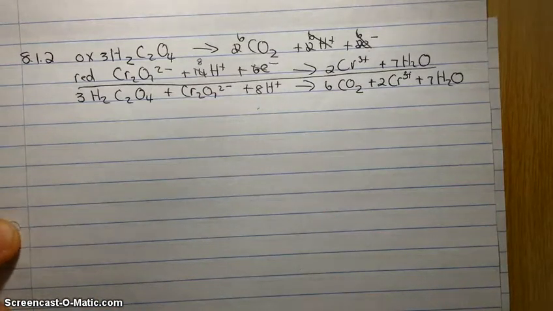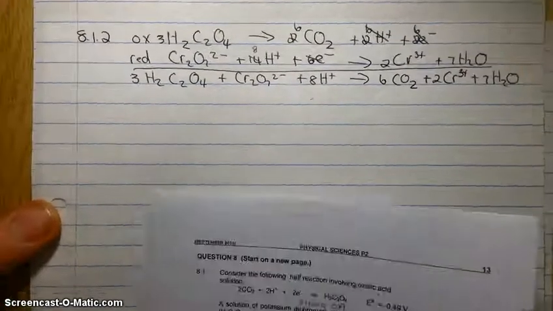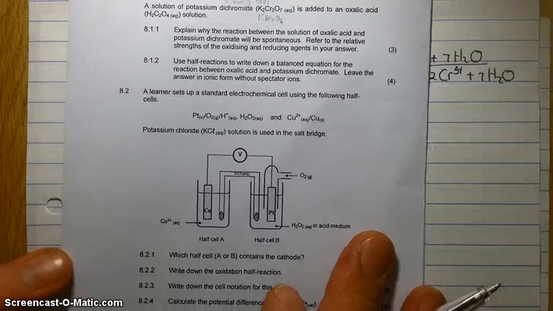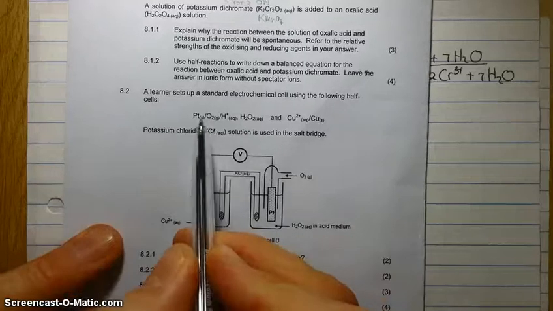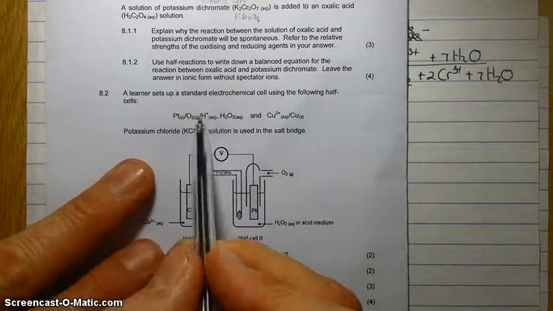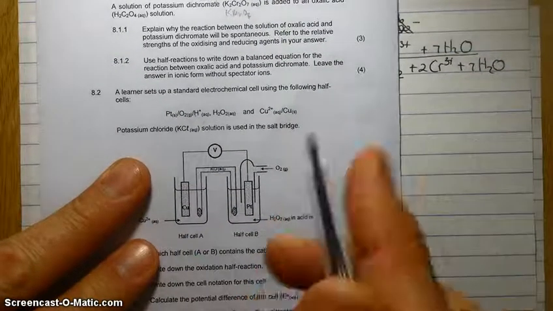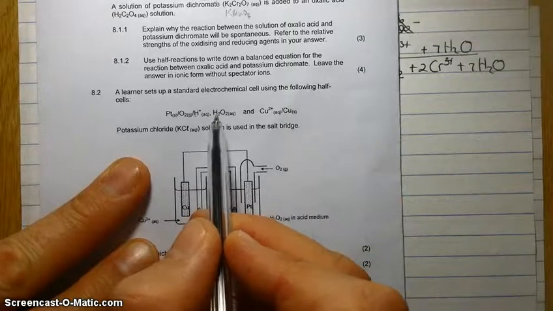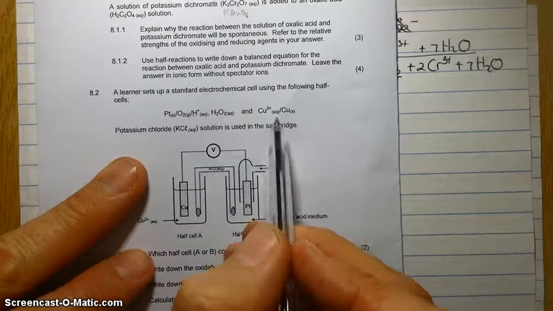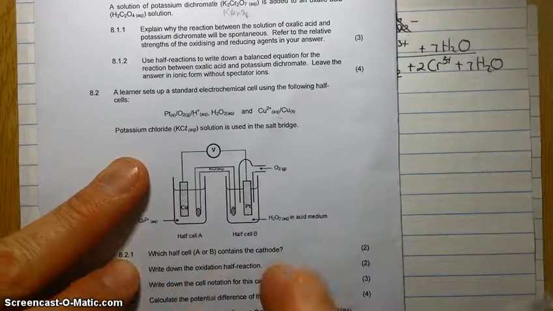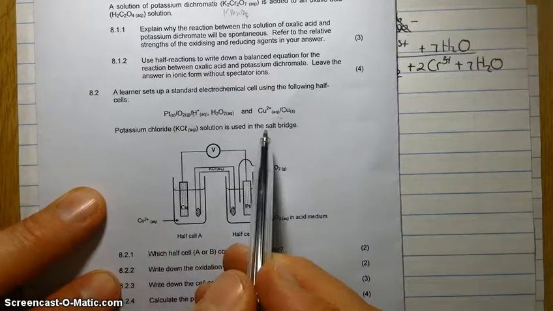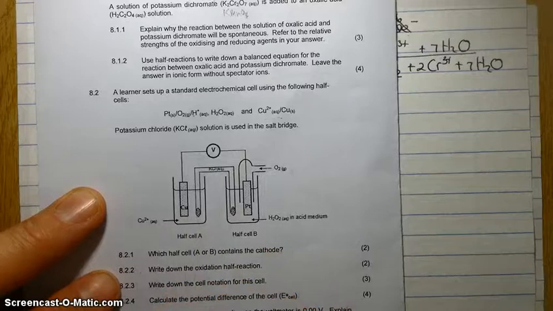Then number 8.2. Now that was a very important question. A learner sets up a standard electrochemical cell using the following half cells. Now, this is an oxygen half cell with a platinum electrode and H+, meaning that it is also acidified. Then it is forming the H2O2, which is hydrogen peroxide, and then the copper 2+ to Cu. Now that is a familiar one that you see many times. Now, the potassium chloride KCl solution is used in the salt bridge. So there's your salt bridge.